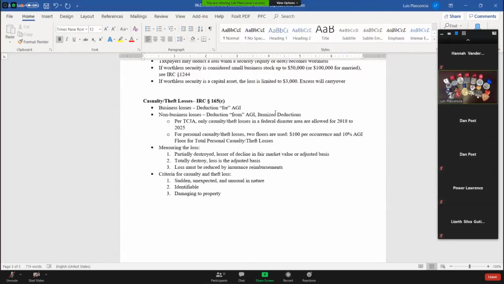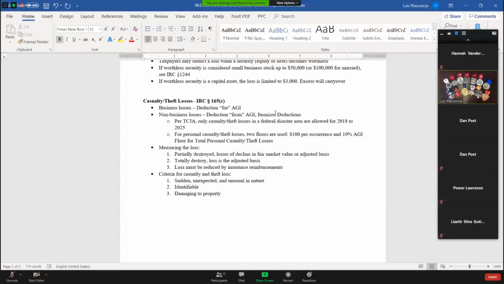But as I mentioned before, under the Tax Cuts and Jobs Act, only casualty and theft losses that occurred in the federal disaster declared area are allowed as a deduction from AGI as an itemized deduction. So that's only for federal disaster declared areas, and that's only 2018 to 2025. For prior years, prior to 2018, all personal casualty theft losses were allowed, assuming they meet the criteria. But right now, it's limited to a federal disaster area.